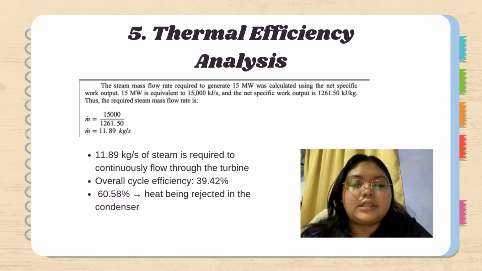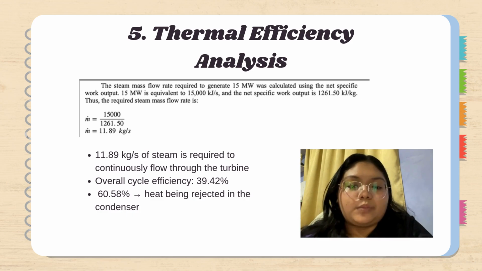For the thermal efficiency analysis, the steam mass flow rate required to generate 15 MW of net power output was calculated using the net specific work, which is 1261.50 kilojoule per kilogram. After the calculation, which can be seen in the slide, the steam mass flow rate required is 11.89 kilogram per second. Therefore, 11.89 kilogram per second of steam is required to continuously flow through the turbine to produce the desired 15 MW net power output.